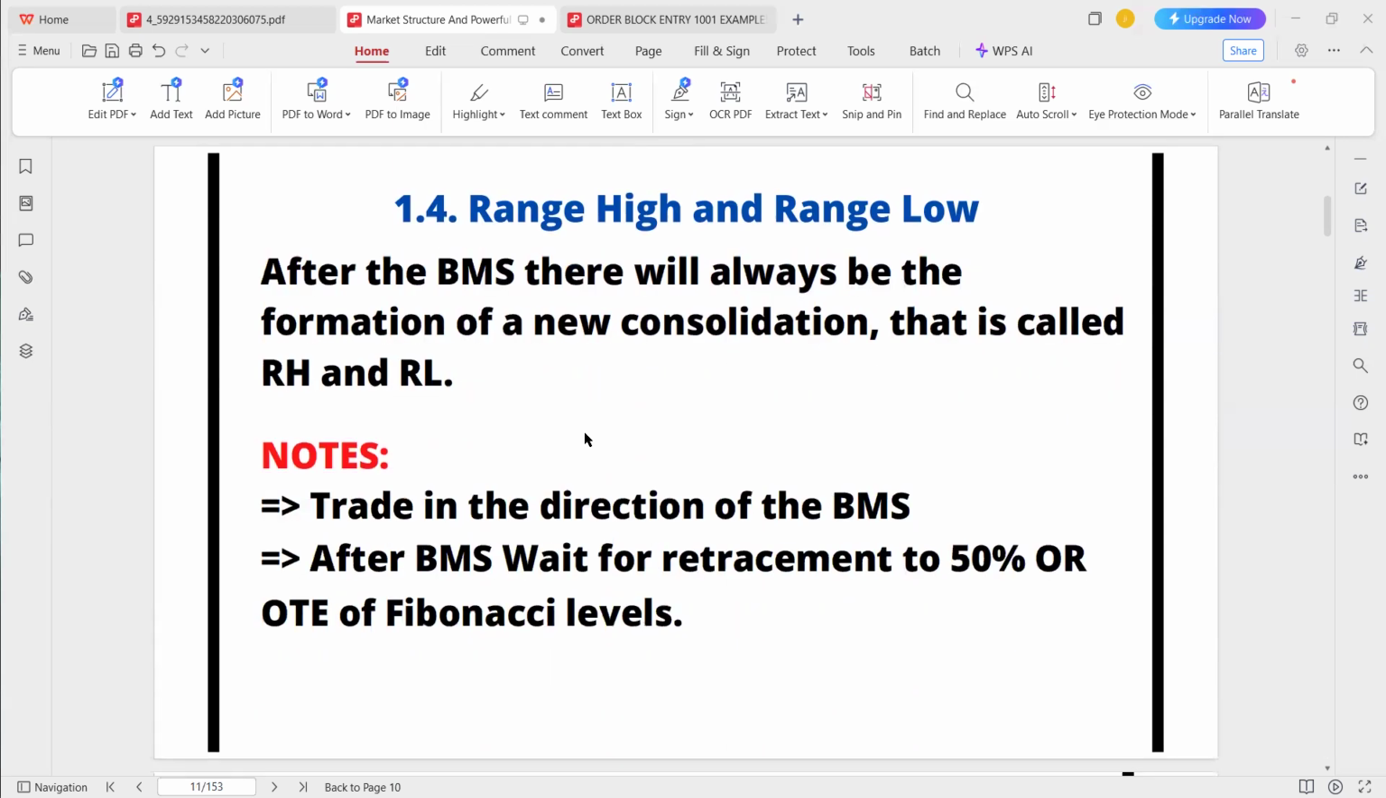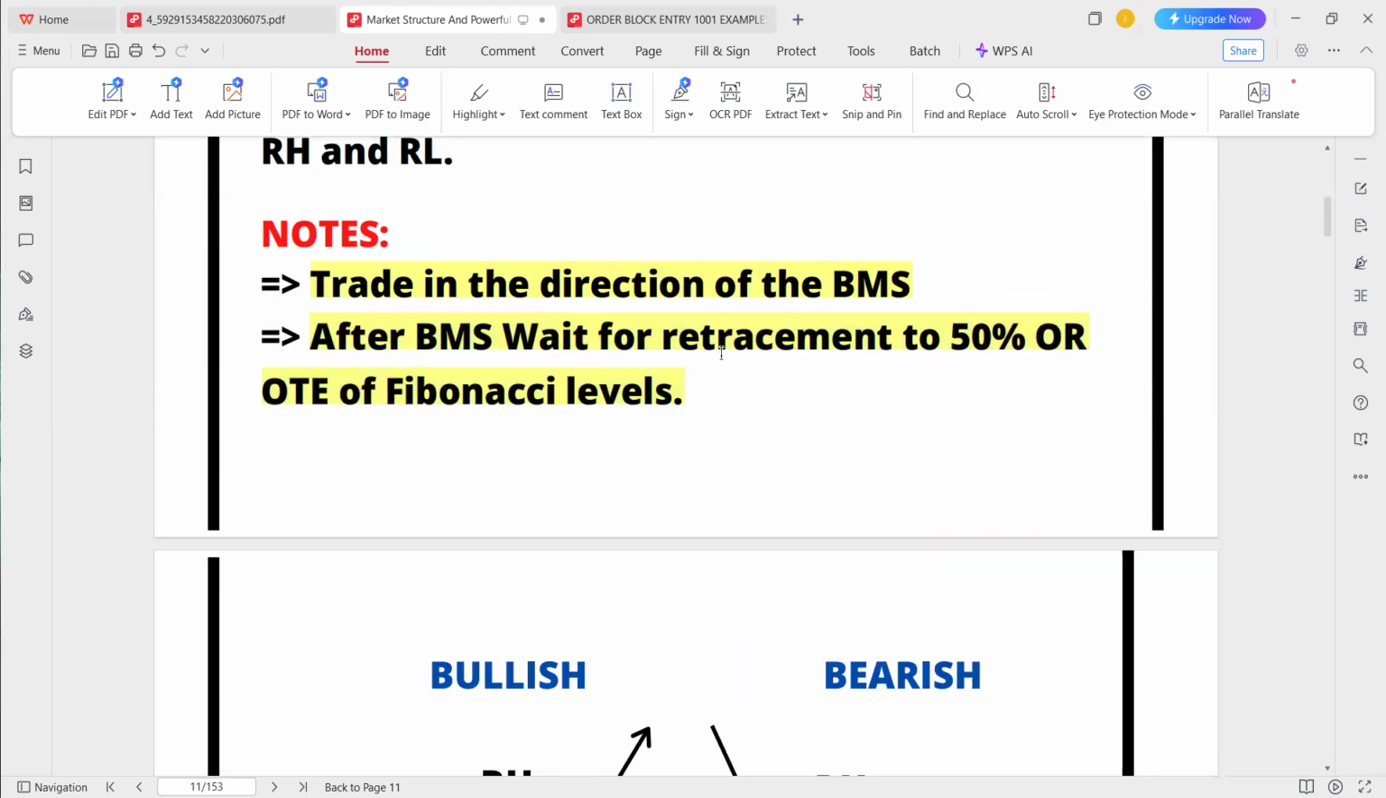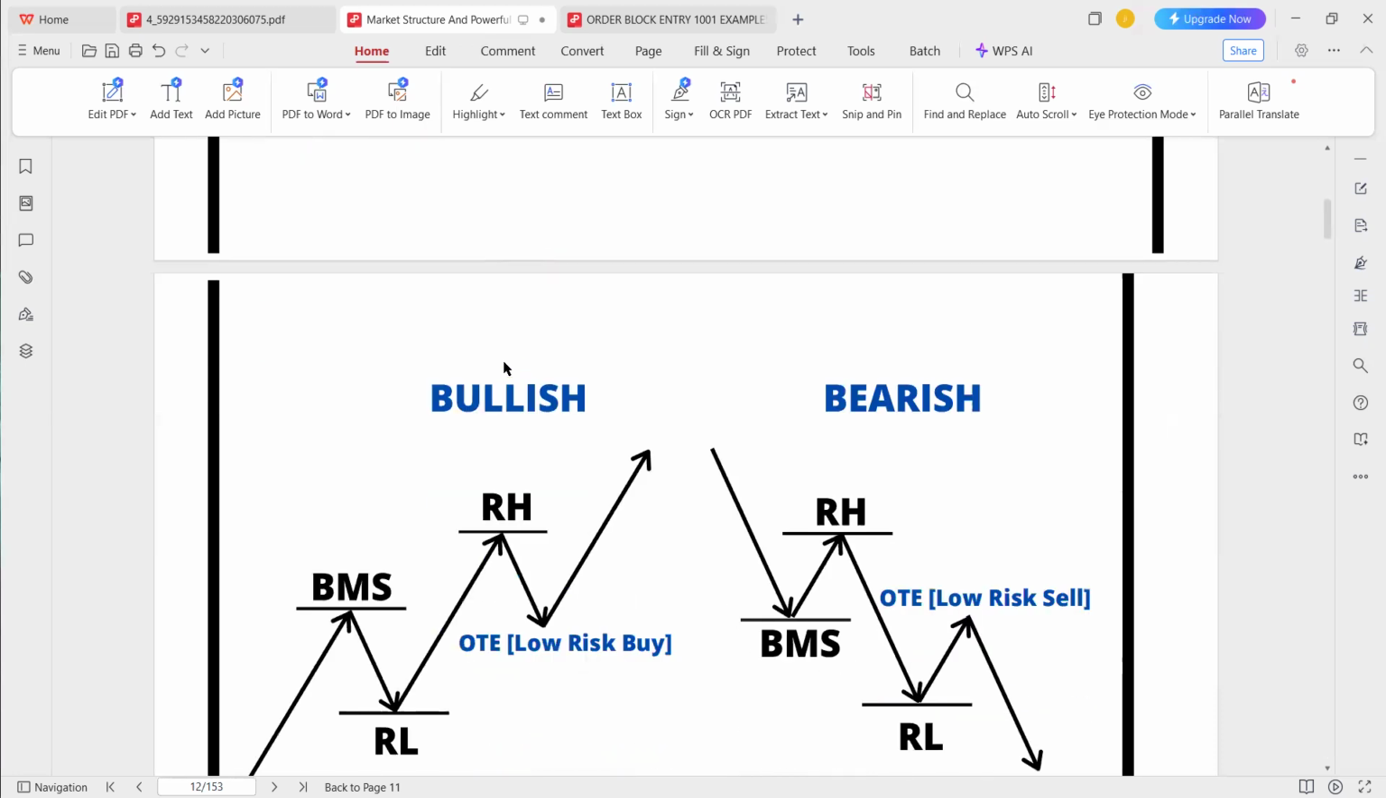All right, so next is the range high and the range low. After the BMS, there will always be a formation of a new consolidation that is called the range high and range low. All right. These are the notes: always trade in the direction of the break of market structure. After a break of market structure, wait for the retracement to 50% or OTE of the Fibonacci levels, right? These are just points which you actually need to take note of. So the main important notes, I'll always try to just give the highlights.